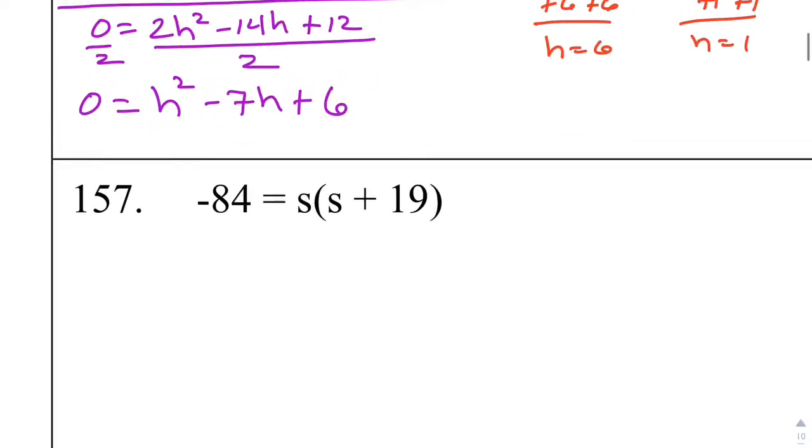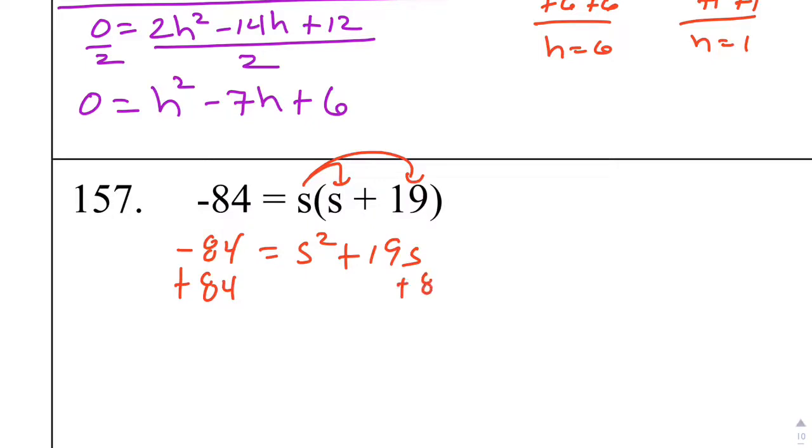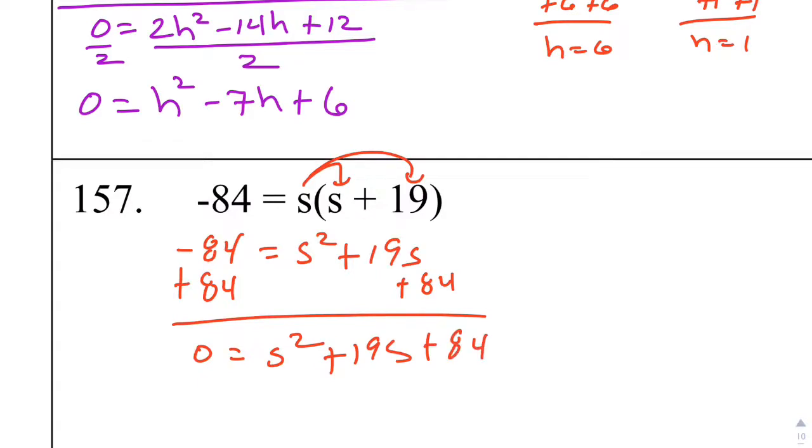157. Multiply. So now negative 84 equals s squared plus 19s. Add the 84. 0 equals s squared plus 19s plus 84. This one's pretty fair if you're on the test, right? Some of these get real messy. This one's pretty straightforward.